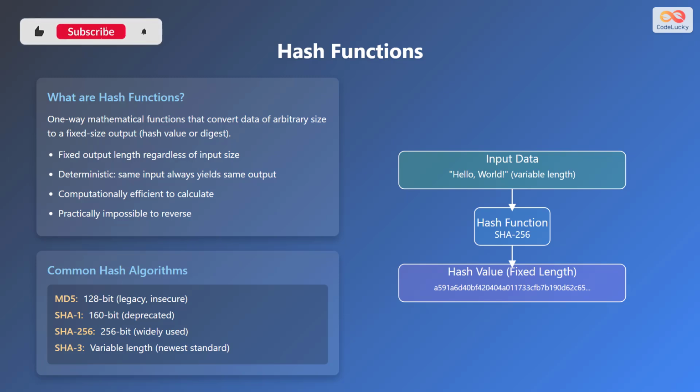Common hash algorithms include Message Digest 5, which is 128-bit, a legacy and insecure algorithm, Secure Hash Algorithm 1, which is 160-bit and deprecated, Secure Hash Algorithm 256, which is 256-bit and widely used, and Secure Hash Algorithm 3, which has a variable length and is the newest standard. The input data "hello world," which has a variable length, passes through a hash function such as Secure Hash Algorithm 256, resulting in a hash value such as 591A6D4040011733CF B7B190D62C65, and so on, which has a fixed length.